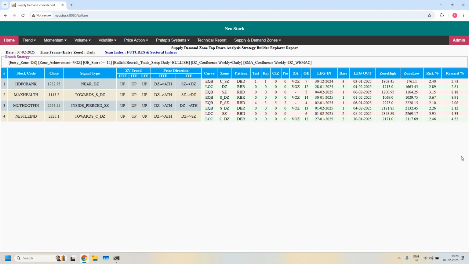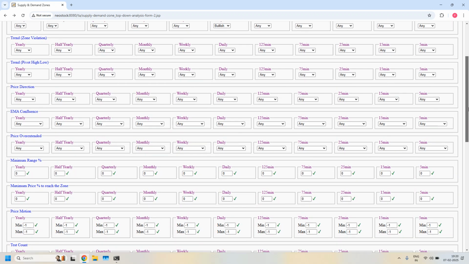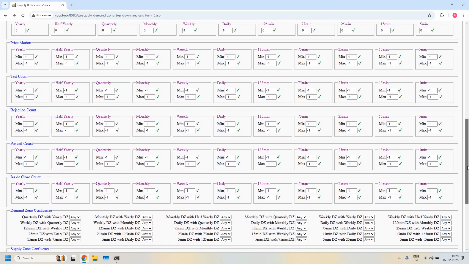Okay, next we will filter based on LTF, ITF and HTF demand zone confluence. I am removing EMA filter because it is ITF specific. Now we should focus on HTF specific. So in the demand zone confluence, we should set 3 filters. First filter is already enabled, daily with weekly. Second filter, daily demand zone with monthly demand zone confluence. Third filter, weekly demand zone with monthly demand zone confluence.